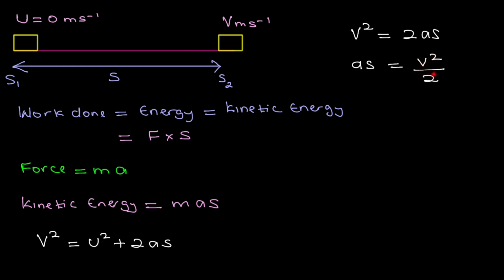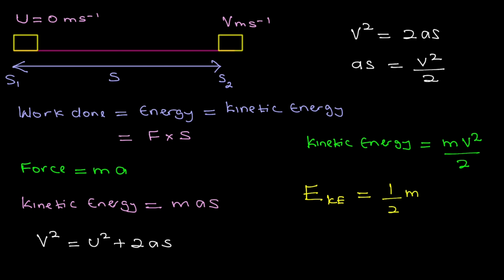v squared over 2. I can write the kinetic energy equals mv squared over 2. What I've done is I've replaced the as here with v squared over 2. And to fully write this properly, the kinetic energy equals a half mv squared. And that's the derivation of the kinetic energy.